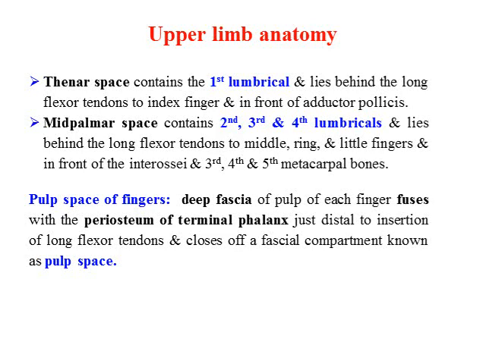The pulp space of the fingers. The deep fascia of the pulp of each finger fuses with the periosteum of the terminal phalanges, just distal to the insertion of the long flexor tendons of the fingers, and closes off a fascial compartment known as the pulp space.